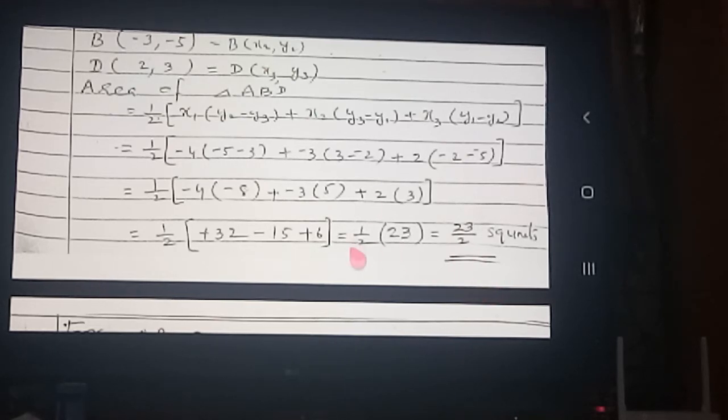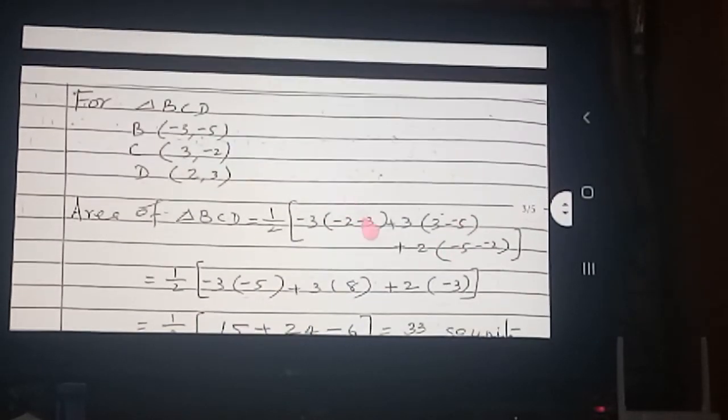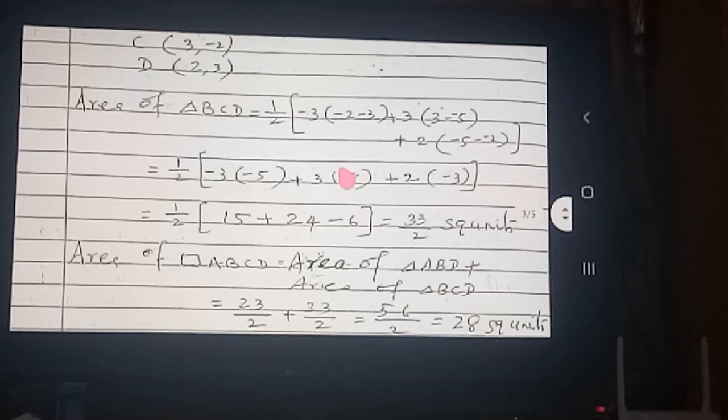Same way, you find out the area of which triangle now? Find out the area of triangle BCD. Okay, you can see. See here, for triangle BCD, I wrote B, C, D. So this is x1, y1, and this is x2, y2, and this is x3, y3. Clear? Apply the formula as it is. You yourself apply. Apply yourself and find out.